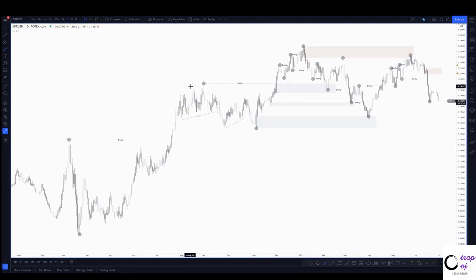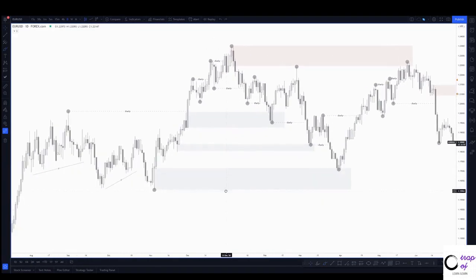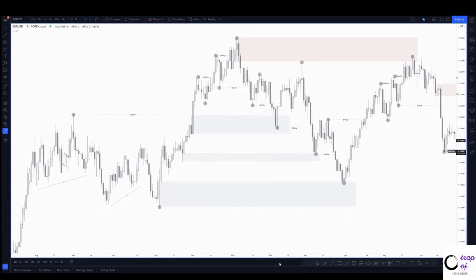What we can see is we create this high, price creates a complex pullback where we're creating substructure before we actually end up moving to the upside. And we'll just zoom in a bit to get into more of this price action.